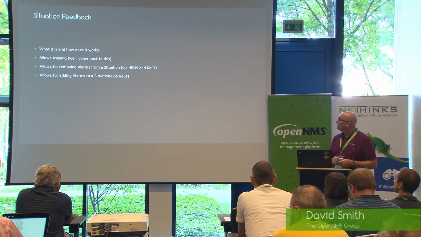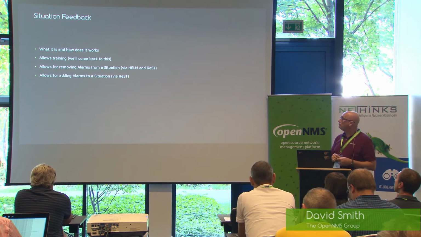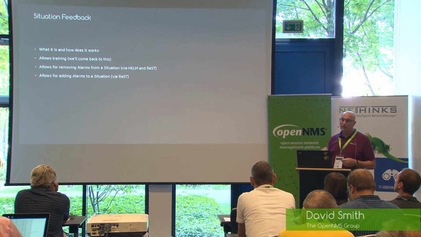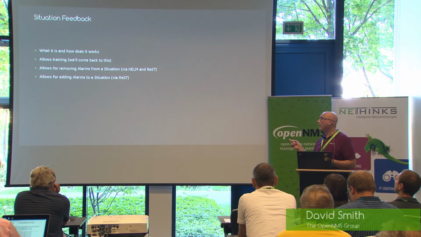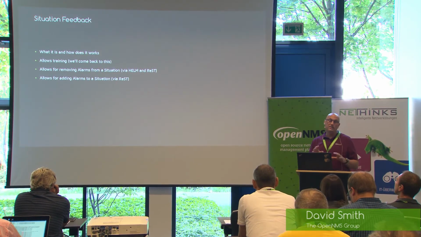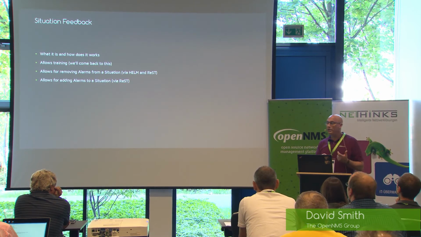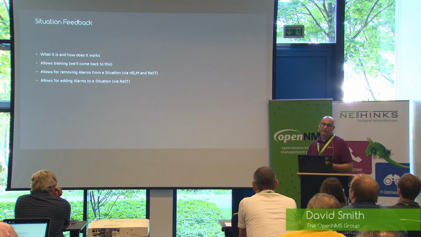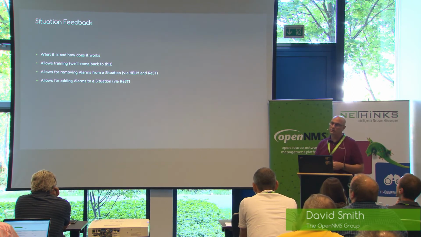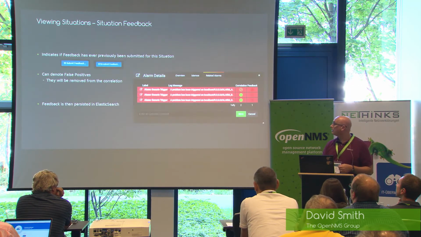Situation feedback, as I said, allows the training. It also removes alarms from a situation via Helm and/or the REST interface. It actually allows you to add an alarm to a situation. You can say, here's an alarm, a UEI for an alarm, a reduction key, and say, this should have been in this situation. And the REST interface will actually allow you to do that, to hook them up. In Helm, you can only give negative feedback and take one out.